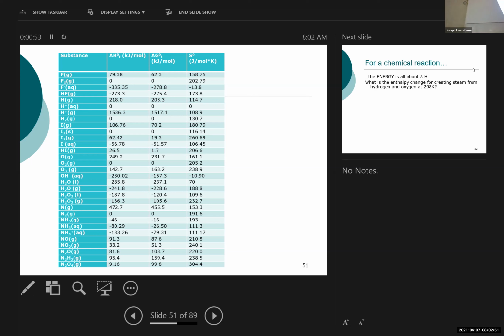Okay, we talked about this a little bit on Monday. Again, this is a standard set of thermodynamic tables. And again, the enthalpy part, which is the first column, was really sort of a Chem 1 thing. And we talked Monday about how we could use that to determine the enthalpy change for a reaction.